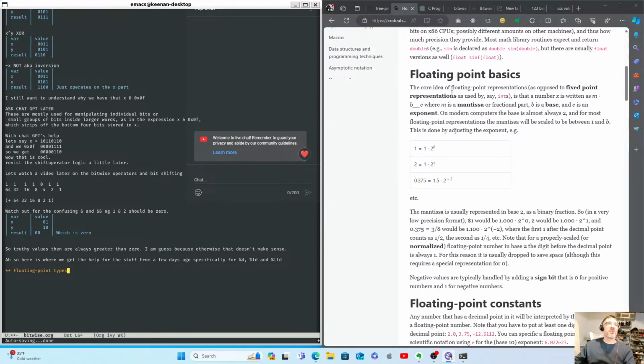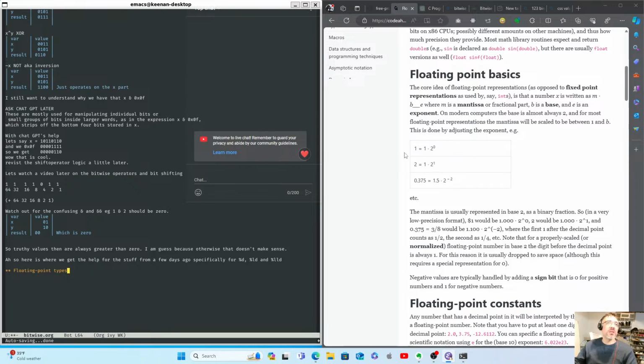Floating point basics. The core idea of floating point representations, as opposed to fixed point representations as used by, say, ints, is that a number x is written as m times b to the power e, where m is a mantissa, or a fractional part, b is a base, and e is an exponent. On modern computers, the base is always 2, and for most floating point representations, the mantissa will be scaled to be between 1 and b. This is done by adjusting the exponent.